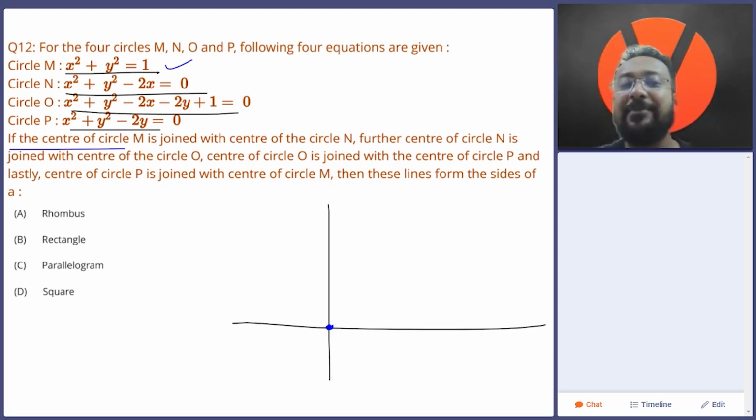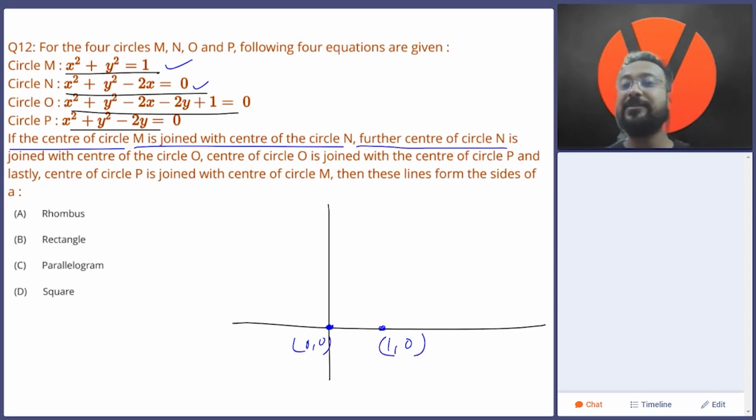If the center of circle M, that is first circle, is joined with center of circle N. So what is N? N is the second circle. Second circle center will be how much? Please check, all of you. So center will be 1, 0. Sir. Yes. This is 0, 0. Okay, but next. For the center of circle N is joined with center of circle O. What is O, sir? Next circle. I think you can see, sir, center is 1, 1. So 1, 1 means I think it will go up like this.